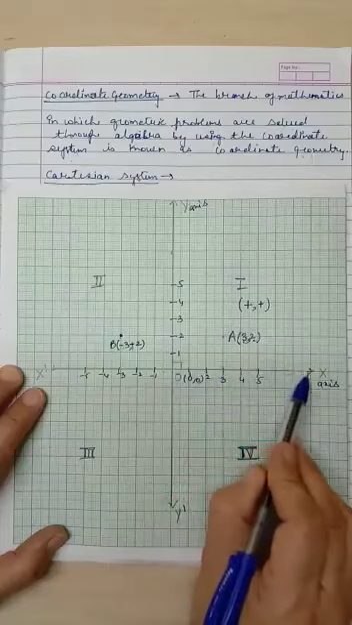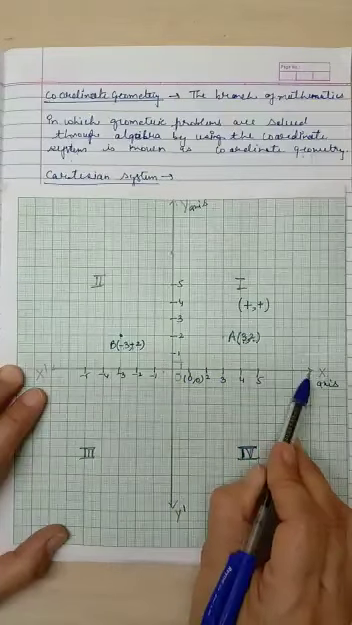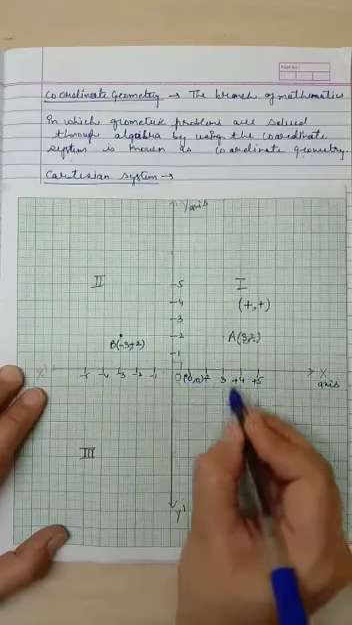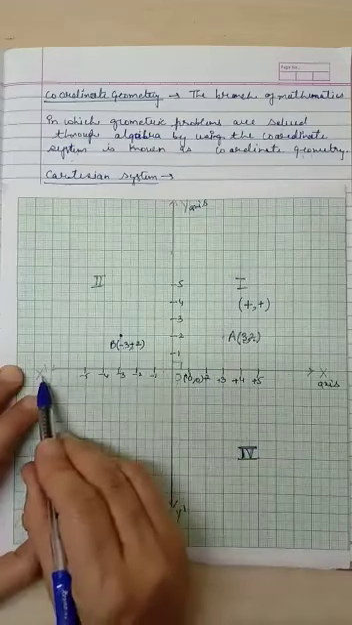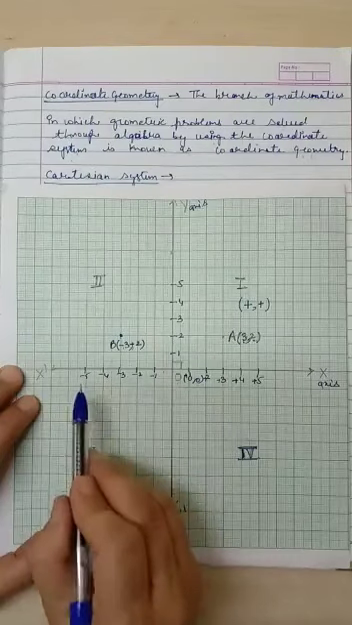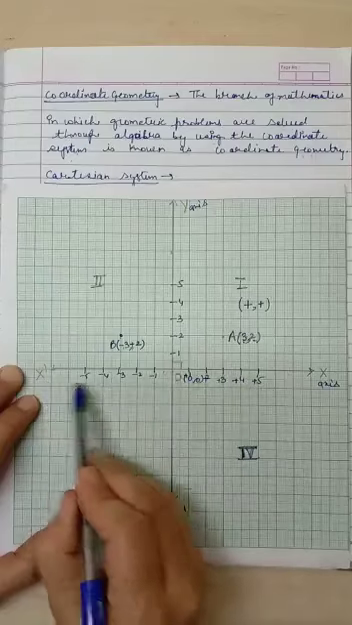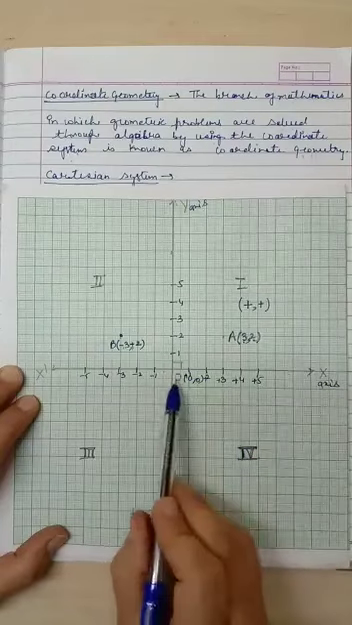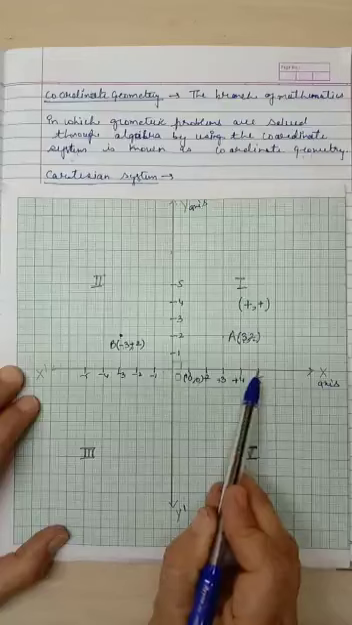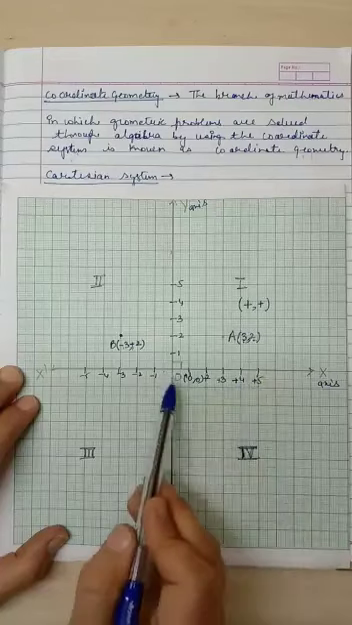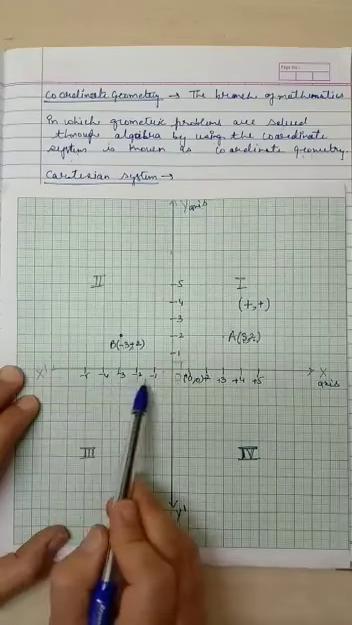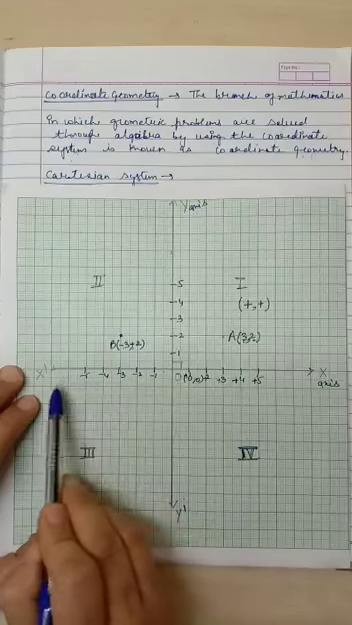Now on the right hand side, all positive numbers are written: +1, +2, +3, +4, +5. On the negative side, X' means the negative side, -1, -2, -3, -4, -5. This is nothing but a number line. X'OX is a number line in which 0 is lying in the middle, and on the right hand side natural numbers are lying, 1, 2, 3, 4, 5 and so on, and on the left hand side of 0 negative numbers are lying.